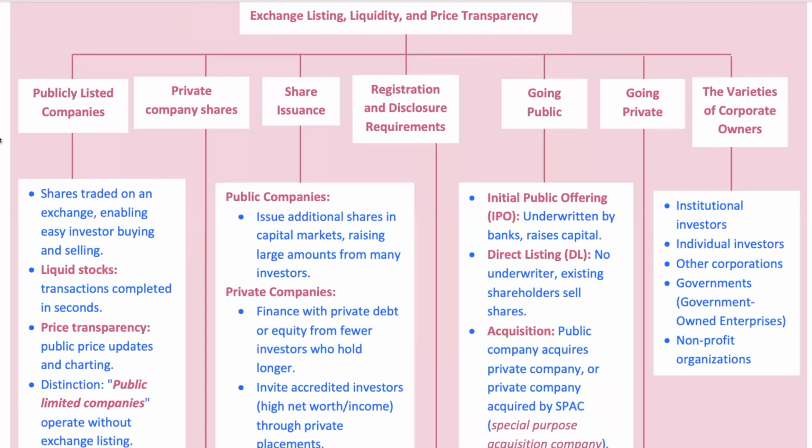Corporations can have diverse shareholders, including institutional investors, individual investors, other corporations, governments, and nonprofit organizations. Governments may establish legally autonomous corporations while maintaining ownership to enhance transparency and accountability. Nonprofits may hold substantial shares, balancing financial goals with social responsibilities.